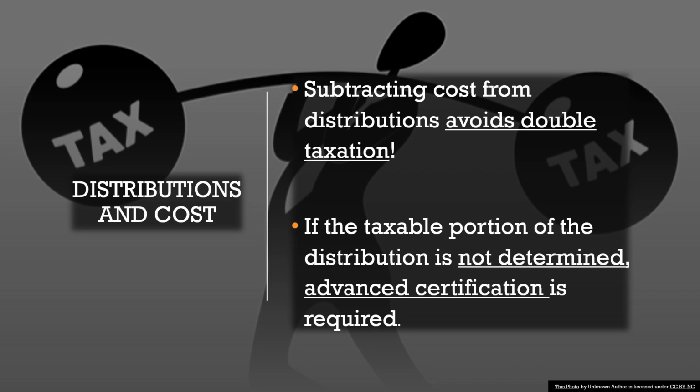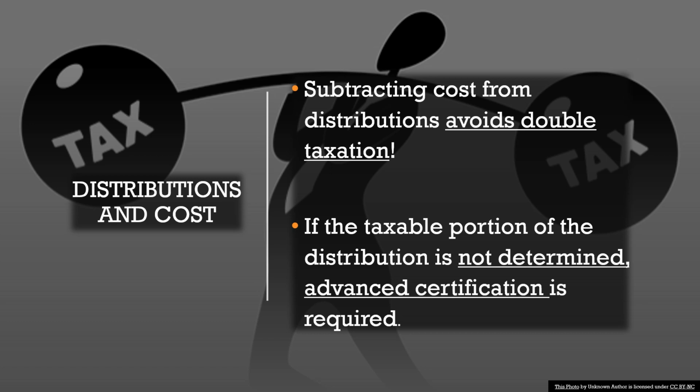Emphasizing again, the reason why we subtract the cost from the distribution is to avoid double taxation. Very often, you will get a 1099-R, and it will tell you the amount of the distribution, and it will tell you the amount that is taxable. So they've already subtracted the cost basis for you. However, that's not always the case.